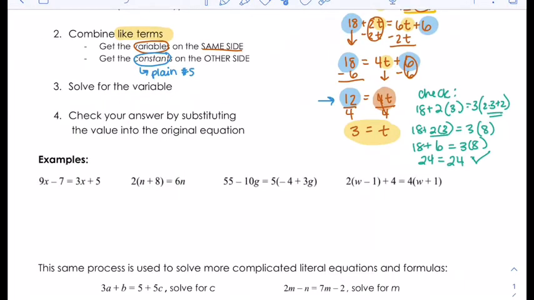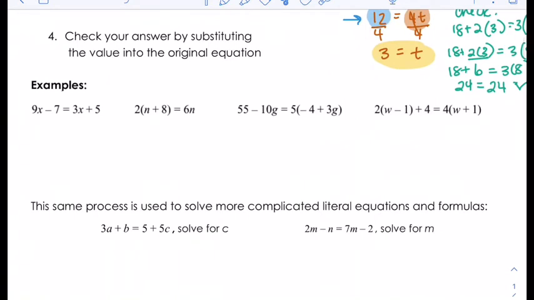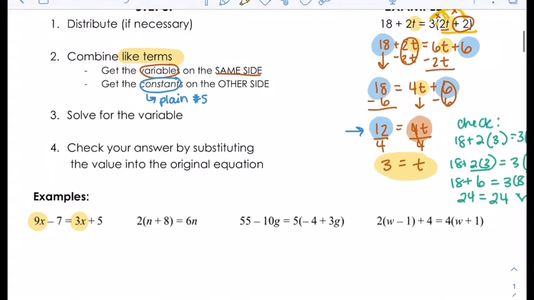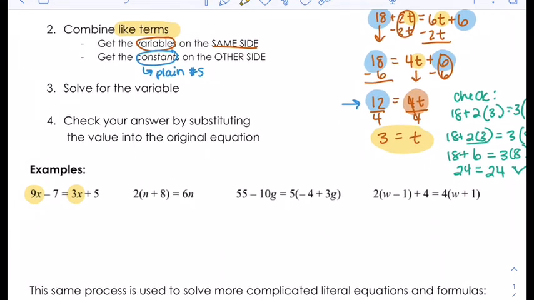All right, now we're going to take a look at some examples. The first one here is 9x minus 7 equals 3x plus 5. We do have our variable x on both sides. On the left, we have 9x, and on the right, we have 3x. There's nothing to distribute here, so we're going to go ahead and go on to step 2 and combine like terms. I want to get all the variables together on the same side and all the constants on the other side. So what I'm going to do here, I could actually move my x's together either way.